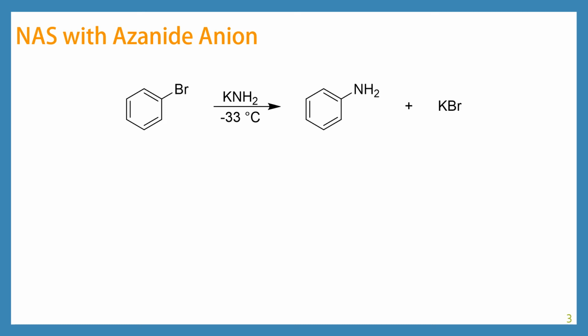So in our first example, we have azonide, which is something that we've seen before. It is NH2, with 2 lone pairs on nitrogen and a negative charge. So we have a negative charge here and a positive charge from the potassium. Remember, the potassium is not something that we're super worried about here.